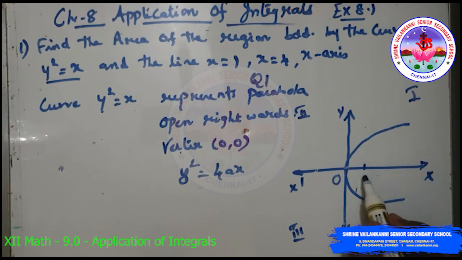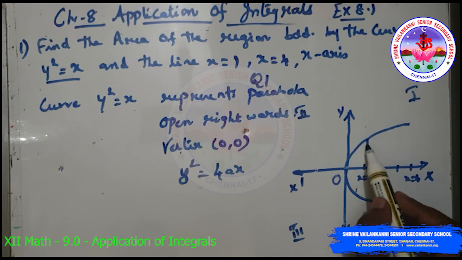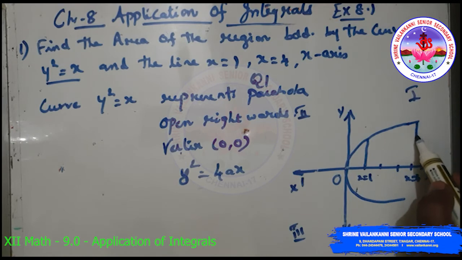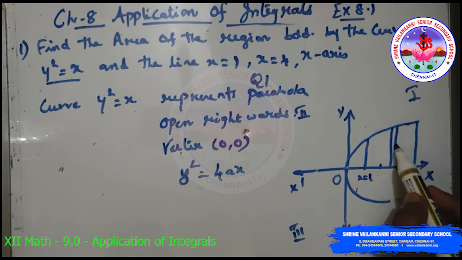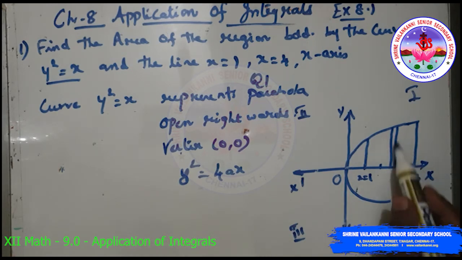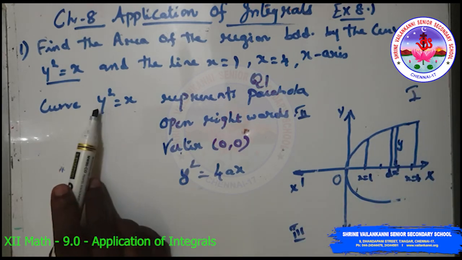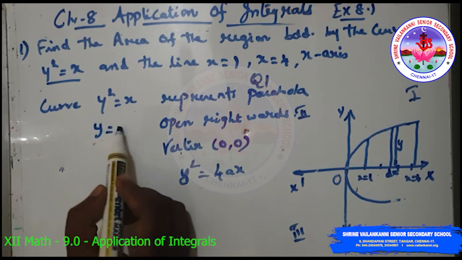So we can take this point as x equal to 1 and x equal to 4. So 1, 2, 3, 4. We have to find the area bounded by the curve and the line x equal to 1 and x equal to 4. So we can use the formula area of the bounded region, which is y into dx. So a vertical strip which is dx and the height is y. Here y is given as y square equal to x. So we can write this as y equal to root x.